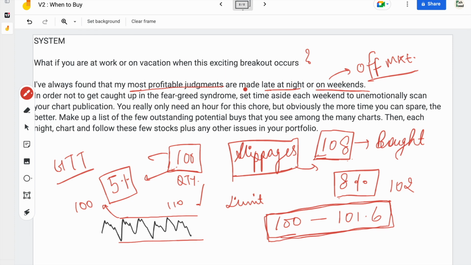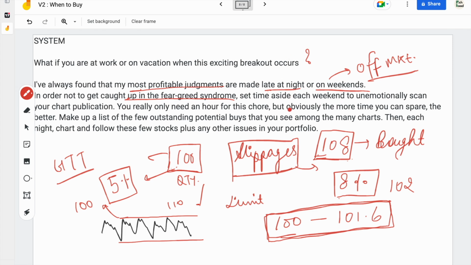Why? He gives a good reason also: not to get caught in the fear-greed syndrome. What happens is, when you are at the market and you see a stock going up 1%, 2%, 3%, you think it might go 10%, so you buy at plus 3%. By the end of the day, it closes at minus 2%. So just a small bit of volatility and you are already at a minus 5% loss. That is what you don't want to do.